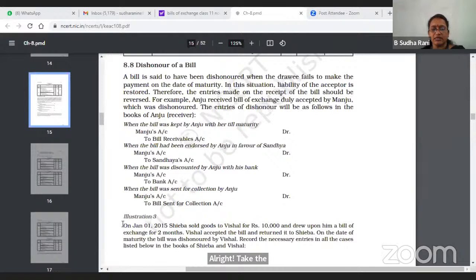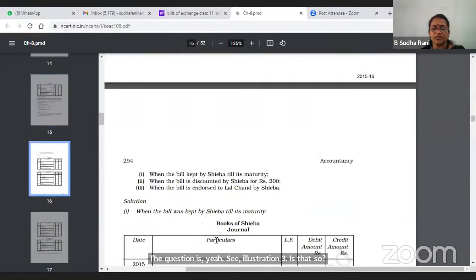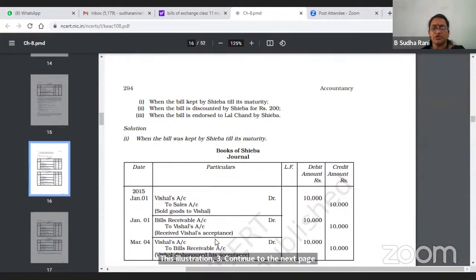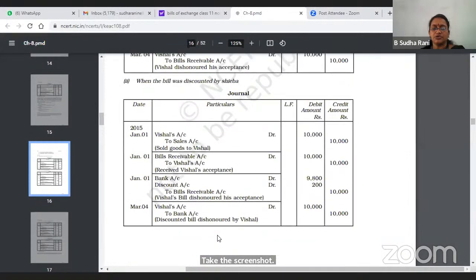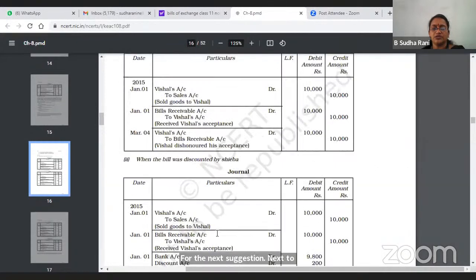The question is here, see, illustration 3 is there. This illustration 3 continues to the next page. From here again, take the screenshot with the first situation. Please, all of you take the screenshot. For the next two situations, again take the screenshot.